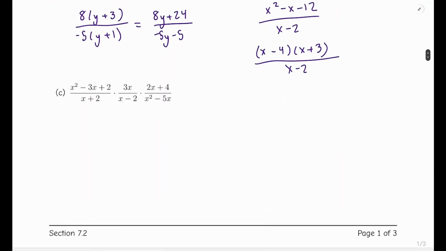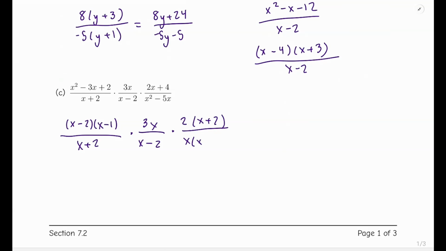And part C. We have 3 rational expressions being multiplied together here. I'm going to factor all of them. So this will become x minus 2 times x minus 1 over x plus 2 times 3x over x minus 2 times 2x plus 2 over x minus 5. Now, any numerator can be canceled out with any denominator. So this x minus 2 will cancel out that x minus 2, and this x plus 2 will cancel out that x plus 2.